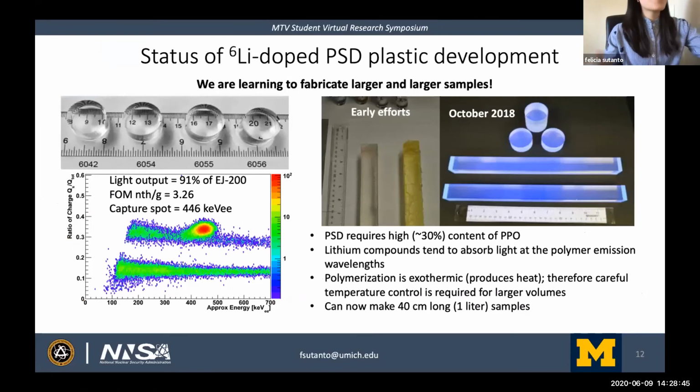Okay, so currently we only have 1 bar of the first outer layer and 1 bar of the second outer layer of SAN. The journey of producing the first lithium-doped PSD bar has been challenging. Lithium compounds absorb the light from the polymer. Also, since polymerization is exothermic, we need to be careful in controlling the temperature for a large volume. What is shown here is our early efforts. But since October 2018, we have successfully produced a large sample of lithium-doped PSD bars. So hopefully when we regain access to our lab, we can produce the rest of the bars and complete our detectors.